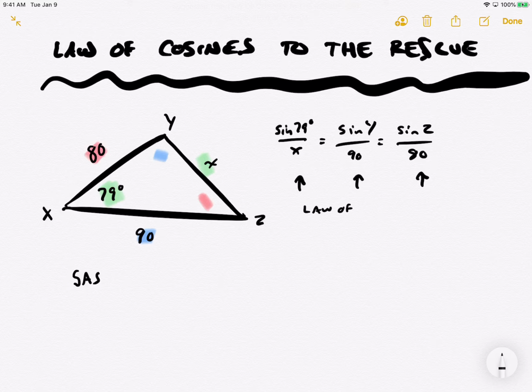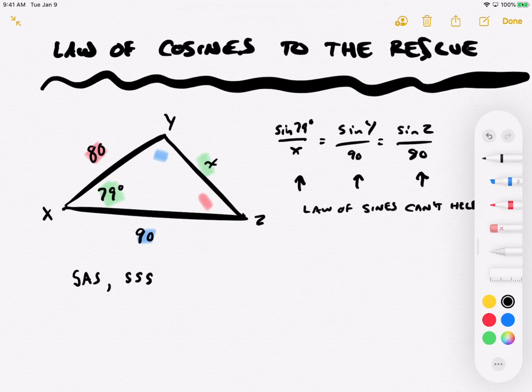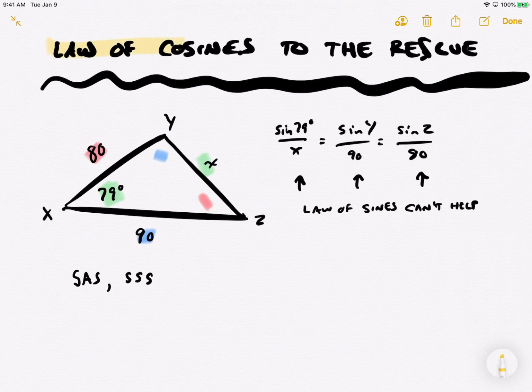So the law of sines won't apply. It cannot help us here. There's actually another common situation where the law of sines also doesn't help, and that's where you know all three sides of a triangle, but you don't know any of the angles. If you know all three sides and none of the angles, you can never create an angle-side pair, which is precisely what you need in order to proceed with the law of sines. Thankfully, side-angle-side and side-side-side are the perfect situations for the law of cosines.